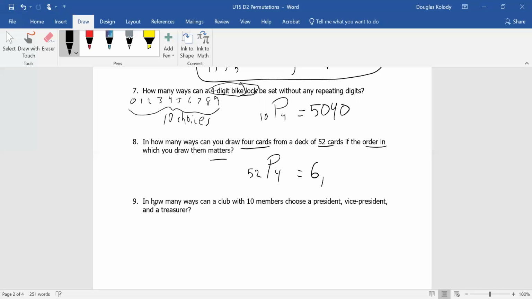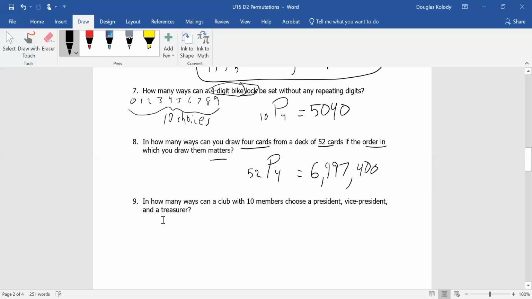That's 6,497,400 possible card hands. In how many ways can a club with 10 members choose a president, a vice president, and a treasurer? Why does order matter here?